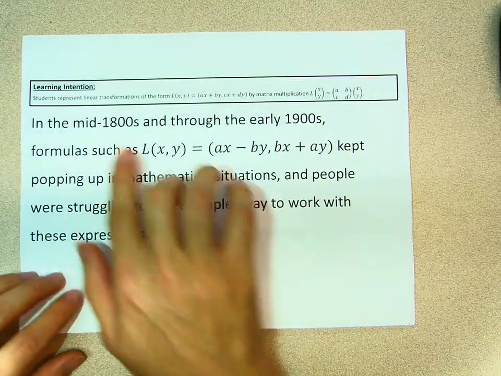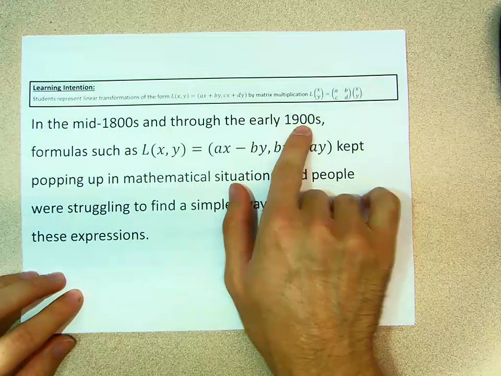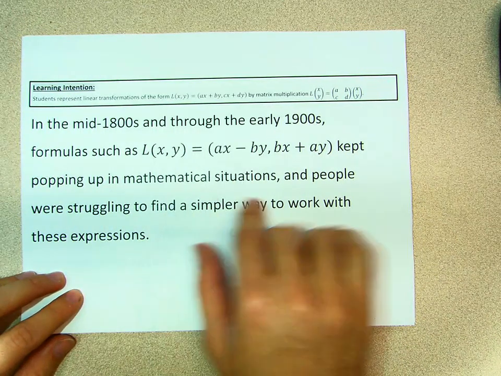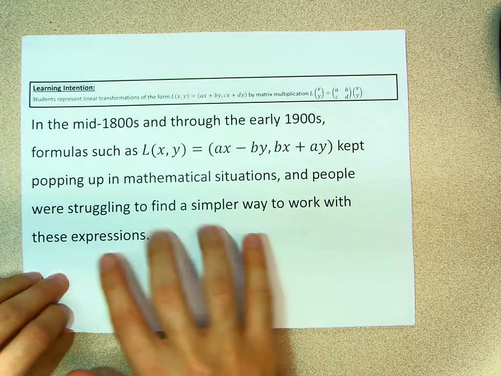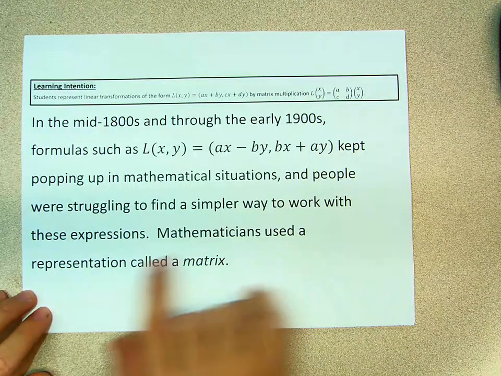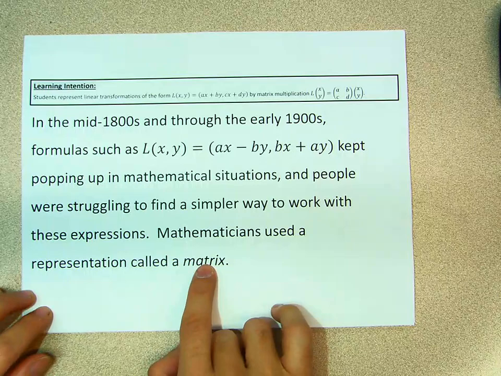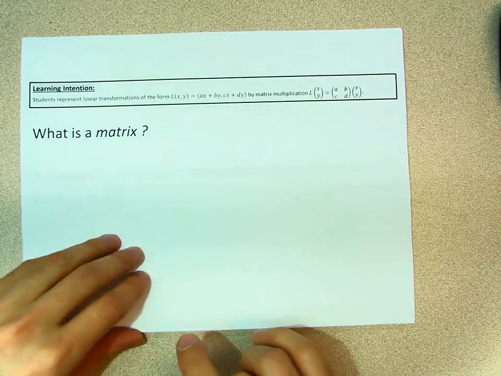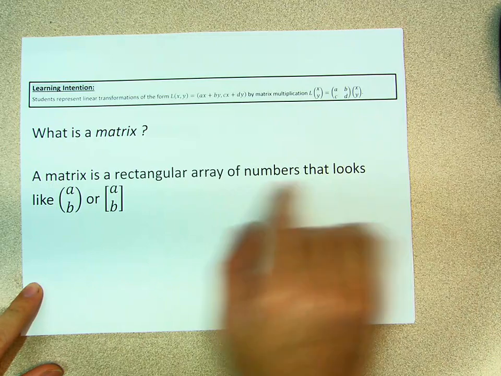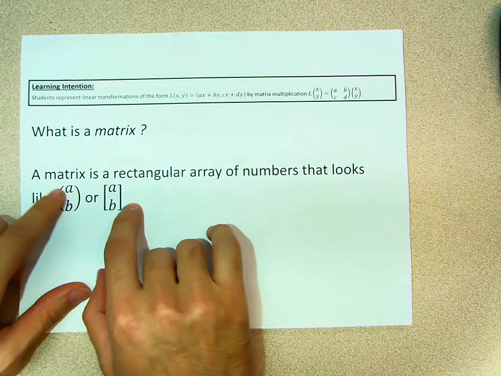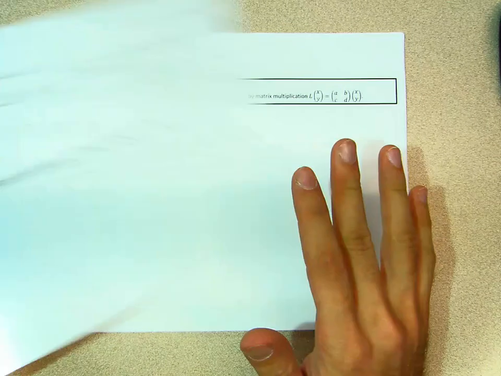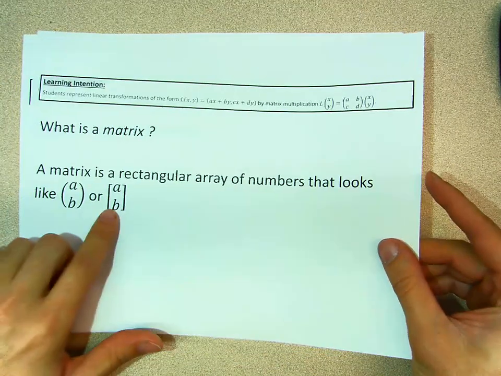And so in the mid-1800s and through the early 1900s, these types of formulas kept popping up in math, and people were struggling for a simpler way to work with these expressions. So mathematicians used a representation called a matrix. What is a matrix? A matrix is a rectangular array of numbers that look like this. So just by looking at this, you're thinking, all right, I still don't understand what a matrix is, and that's fine. But it has this look to it.